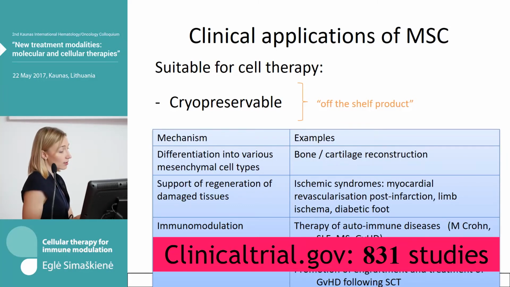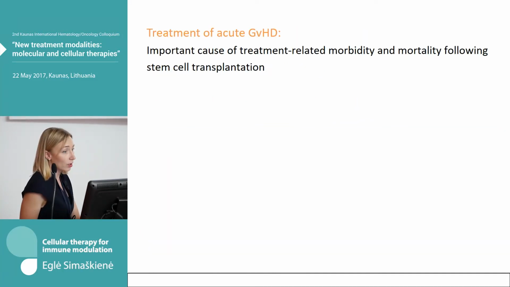And if you search in the ClinicalTrials.gov database, there are 831 clinical trials registered of mesenchymal stem cells for a variety of therapeutic applications. So we have a lot of clinical trials going on with these cells, so they are really popular right now.